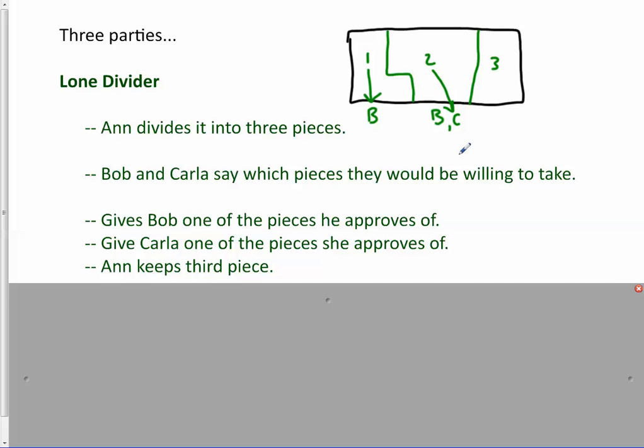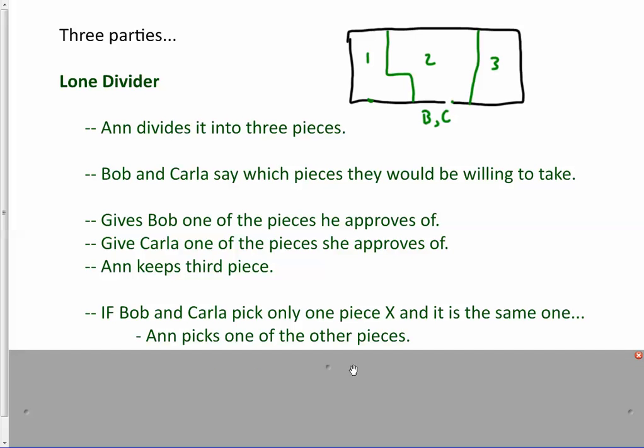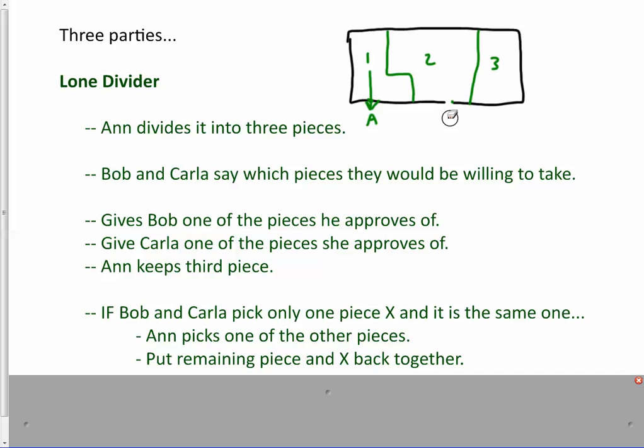Now, there may be a problem with this that you have detected. What if Bob and Carla only pick one piece and it's the same piece? That is possible, right? So if Bob and Carla pick only one piece and it is the same one, then we have a special rule. Anne picks one of the 2 other pieces. Doesn't matter which one. So let's say Anne gets number 1. All right, then what we do is we put the other 2 pieces back together to make a whole. So the 2 and 3 pieces back together.